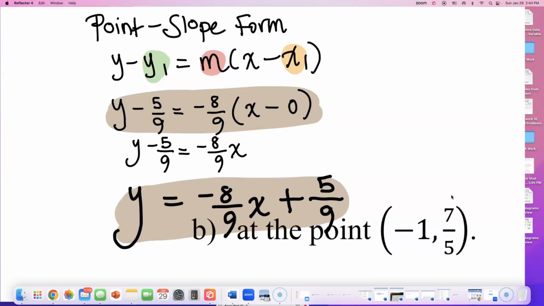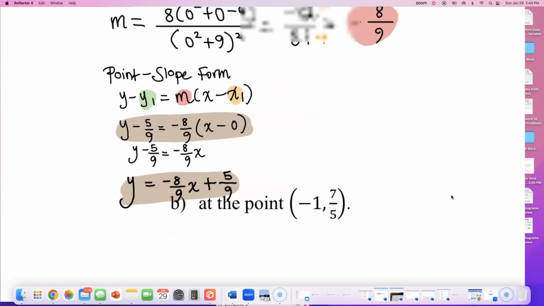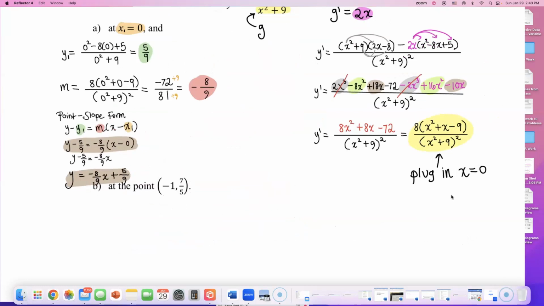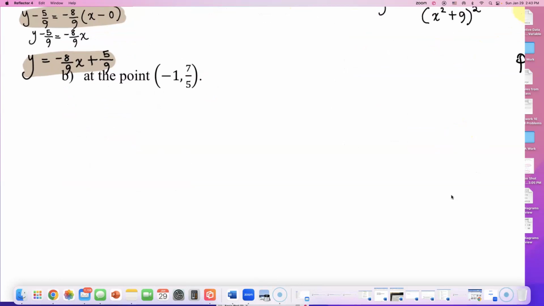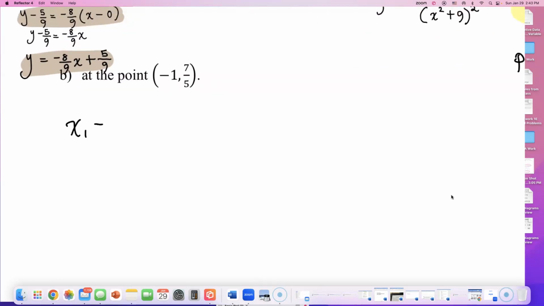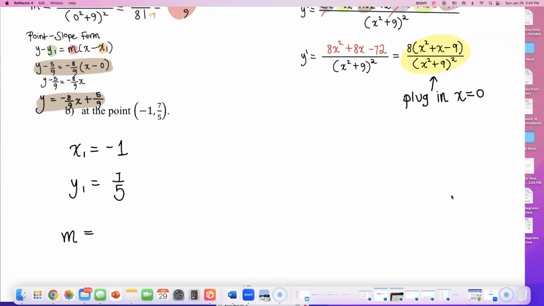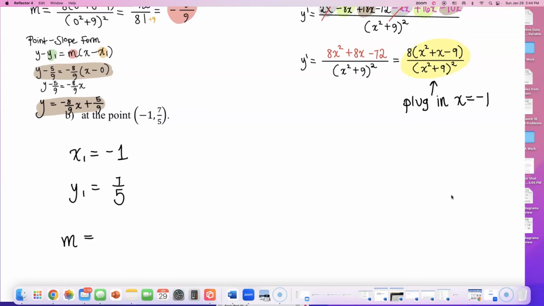I should do one more, but then the bottom one will be super easy. Okay, what makes these difficult is finding the derivative, because if you look at this one, they want us to find the equation of a tangent line at x equals -1 and y value of 7/5. They gave us the y already, we just need the slope. So let's find the slope of this tangent line using this derivative. So instead of plugging in x equals 0, they gave us x is -1. So plug in x equals -1 this time. That's how we're going to find the slope.